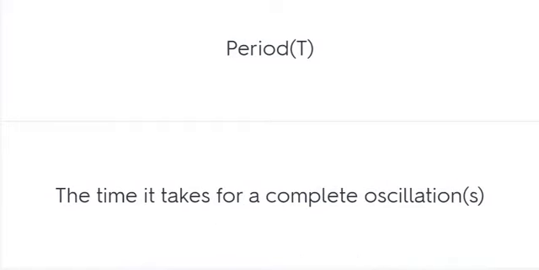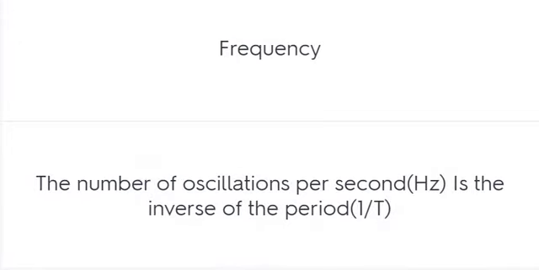Period. The time it takes for a complete oscillation. Frequency. The number of oscillations per second, which is the inverse of the period.